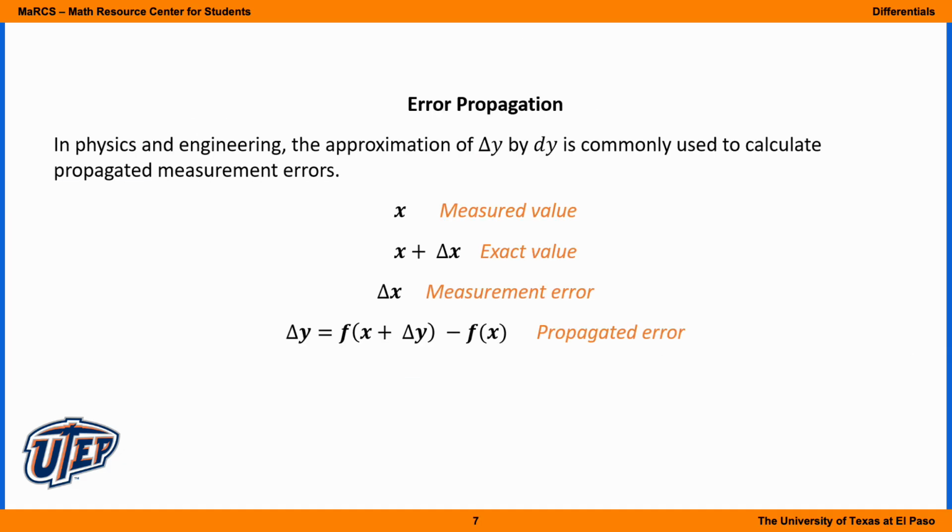In physics and engineering, the approximation of delta y by dy is commonly used to calculate propagated measurement errors. So we let x be our measured value. We let x plus delta x be our exact value. We let delta x be the measurement error. And we let delta y equal f of x plus delta x minus f of x be our propagated error.